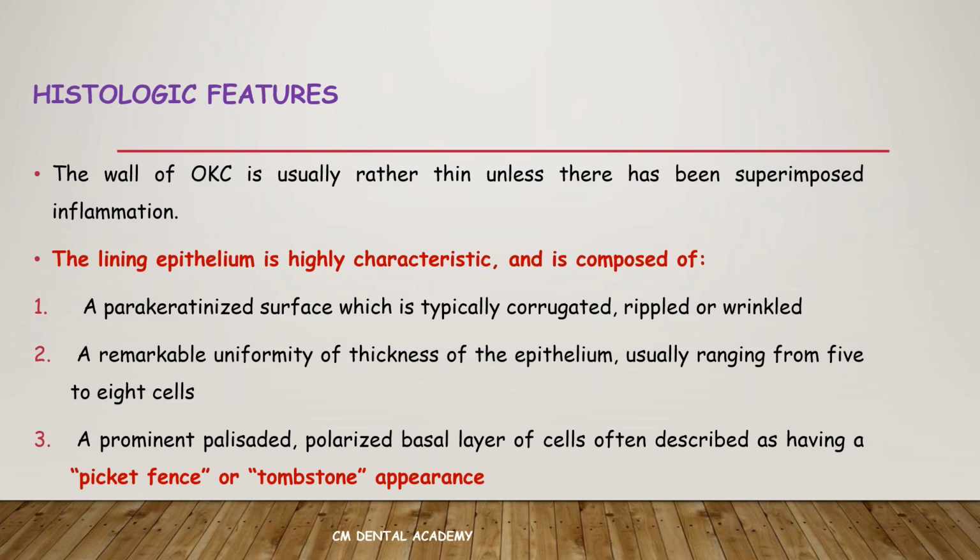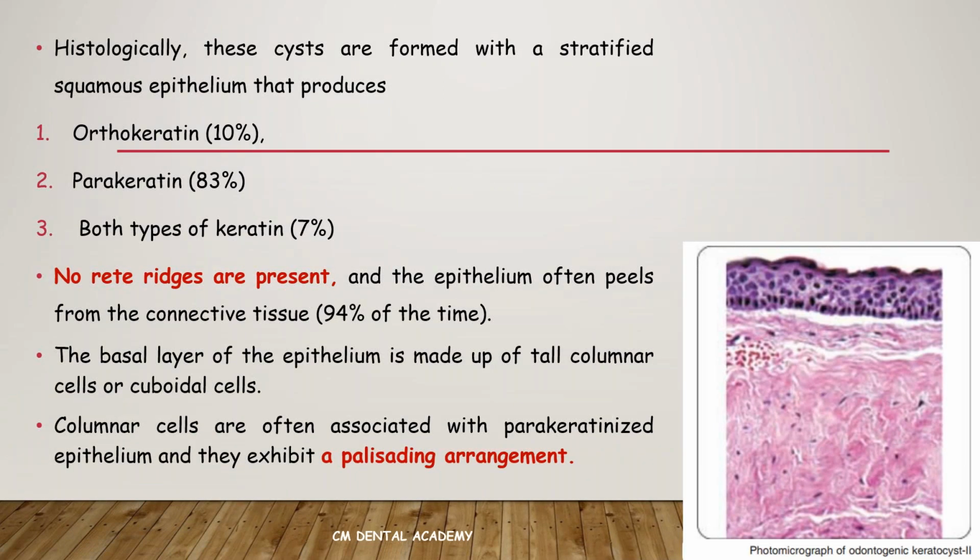Point to be noted for viva. Histologically, these cysts are formed with a stratified squamous epithelium that produces 10% orthokeratin, 83% parakeratin, and both types of keratin in 7%. That is a mixed lesion.